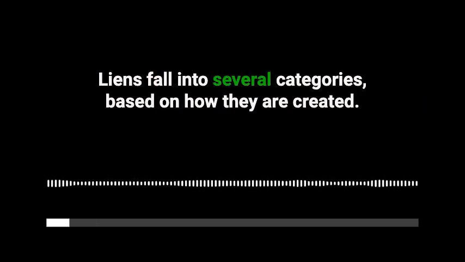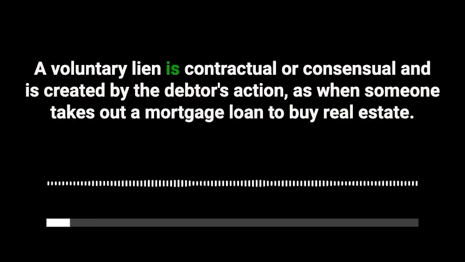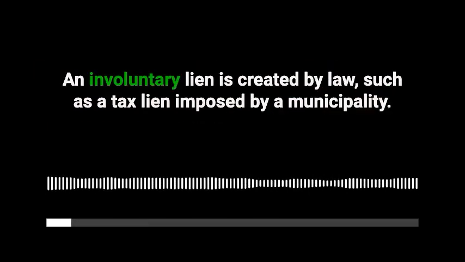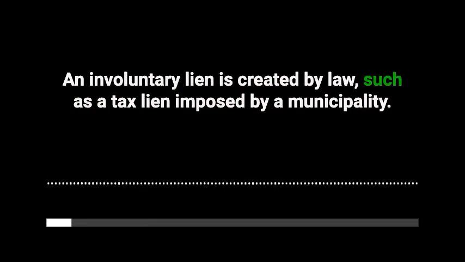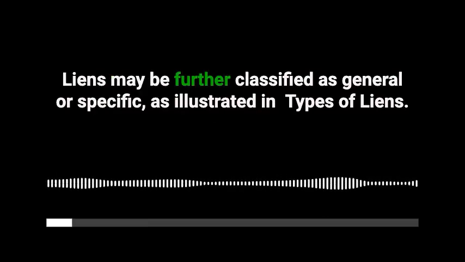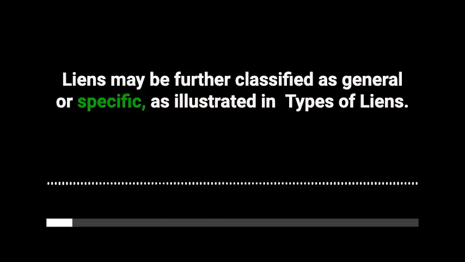Liens fall into several categories based on how they are created. A voluntary lien is contractual or consensual and is created by the debtor's action, as when someone takes out a mortgage loan to buy real estate. An involuntary lien is created by law, such as a tax lien imposed by a municipality. Liens may be further classified as general or specific, as illustrated in types of liens.